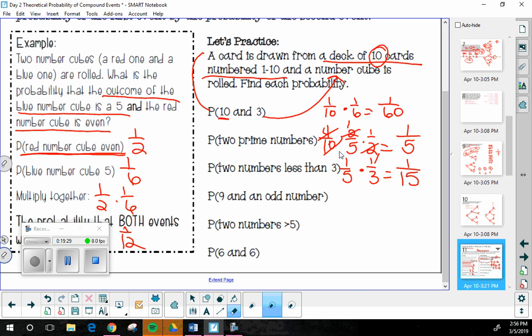And then how about 9 and an odd number? What's the probability I get a 9 out of the deck of cards? 1/10. What's the probability I get an odd number on a dice? 1/2.